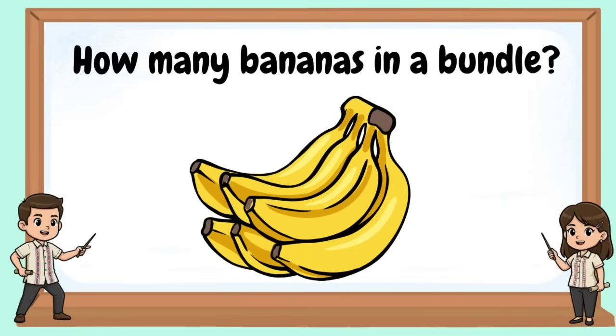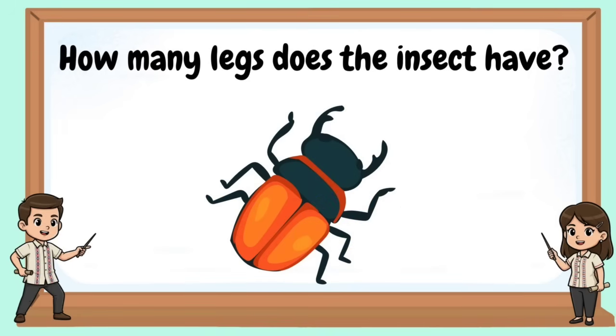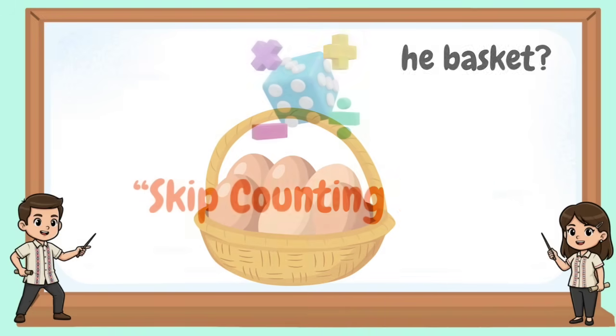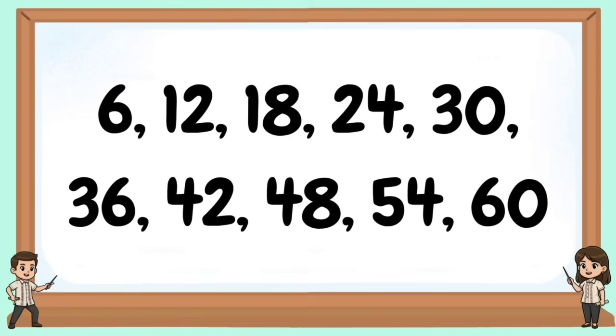How many bananas in a bundle? How many legs does the insect have? How many eggs are in the basket? Skip counting by 6. 6, 12, 18, 24, 30, 36, 42, 48, 54, 60.